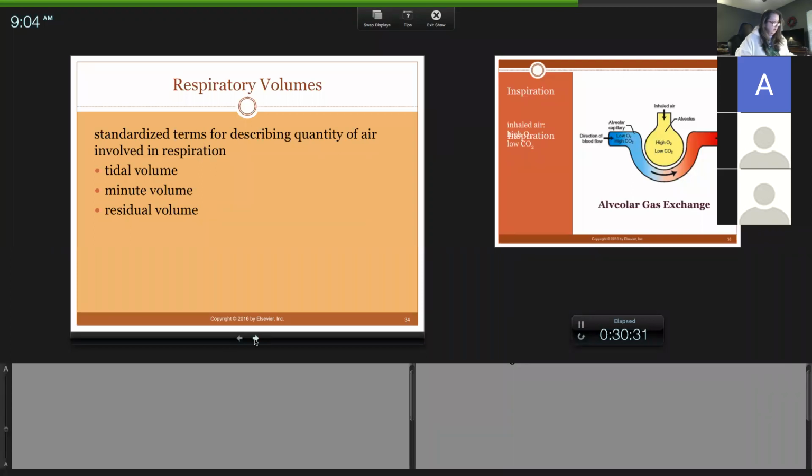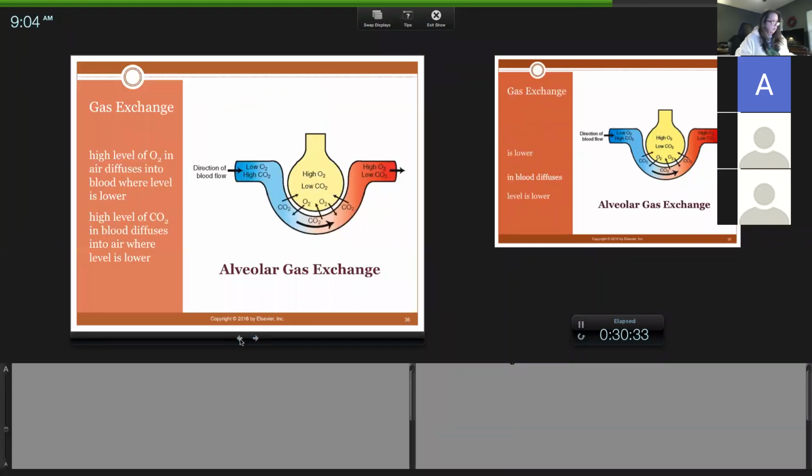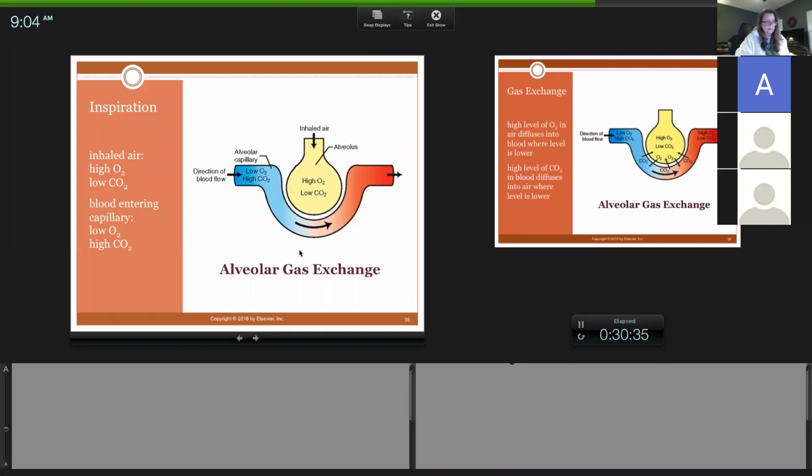Also, I want you to know for the test that you're going to have to be able to tell me, if I give you a spot in the capillary or in the alveolus during inhalation or exhalation, what is higher. Blood coming to the alveolus: I'm going to point over here. Right over here is a pulmonary arteriole, which branches to a pulmonary capillary. The pulmonary capillary coming to the lungs is low in oxygen, high in CO2. This is why it's blue.